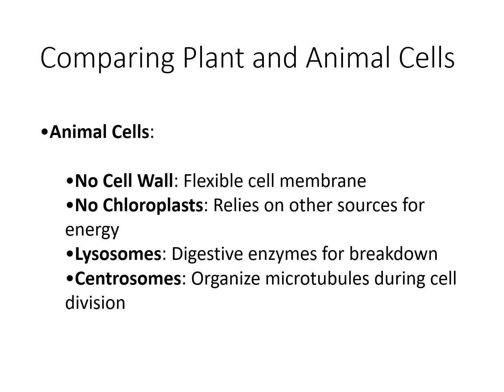Now let's look at features unique to animal cells. They have no cell wall, only a flexible plasma membrane, allowing for a wider range of shapes and movements. They lack chloroplasts, so they rely on consuming other organisms for energy. Lysosomes are present and contain digestive enzymes that break down waste and cellular debris. Centrosomes, which include centrioles, help organize microtubules and play a critical role in cell division.